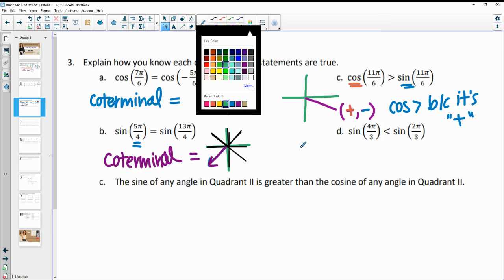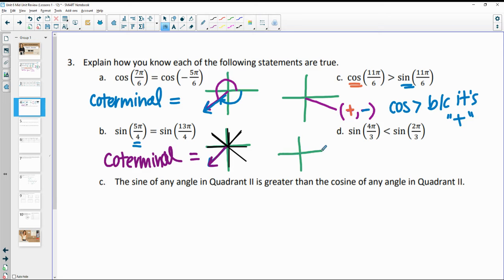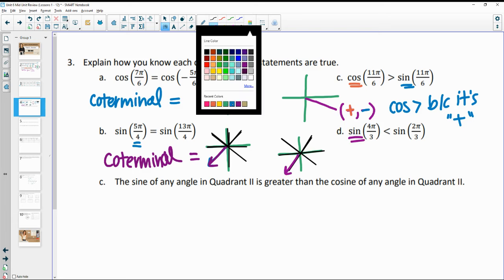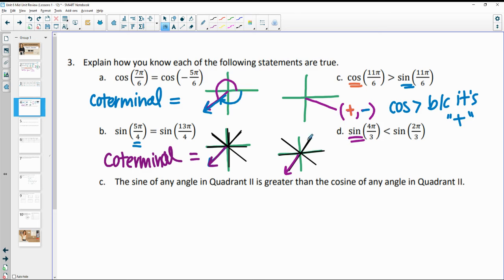And then part D, why is sine of 4 pi over 3 less than sine of 2 pi over 3? So sine of 4 pi over 3, if you think of splitting this top half into 3 equal pieces, you've got 1, 2, 3 here. So this is what pi over 6's look like. Pi over 3's look like. And so if we go to 4 pi over 3, this would be 1, 2, 3, 4 pi over 3 would be right here. So that's this one. And then 2 pi over 3 would be 1, 2 pi over 3 would be right here.